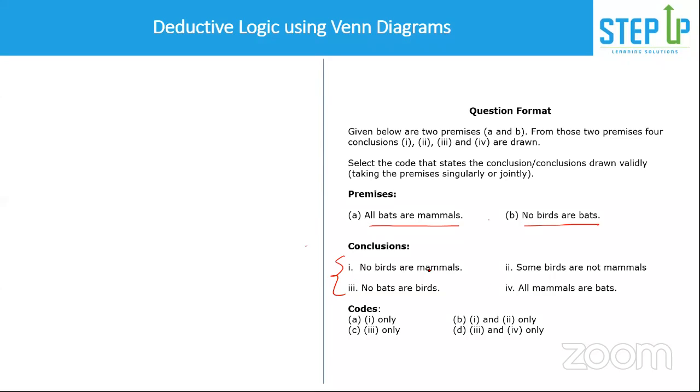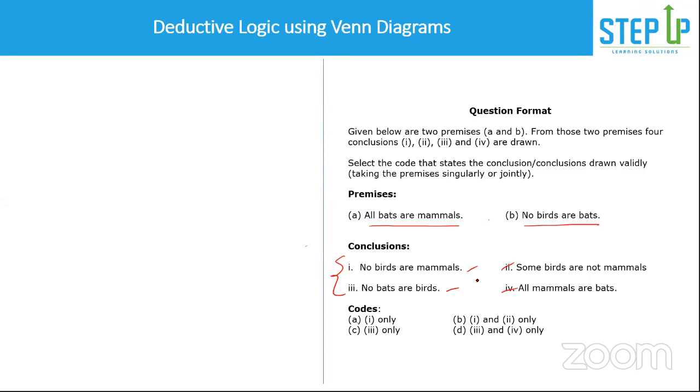So it's saying if you choose option A, you will say code A if only one is concluded from the premise. If you can only conclude statement 3, you will mark C. B option means the first and second statement, that means this and this statement both can be concluded. D you will mark if third and fourth can be concluded. So this is really what your actual Venn diagram questions look like in the exam.